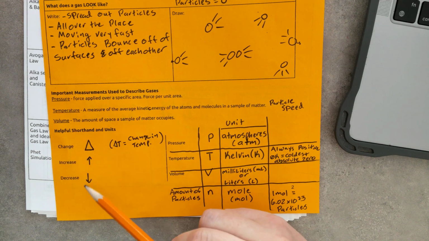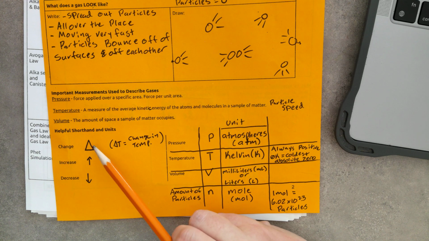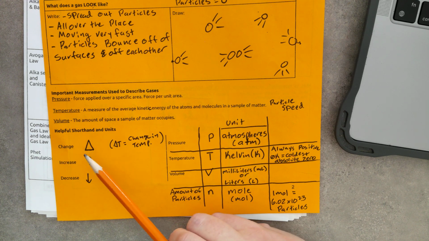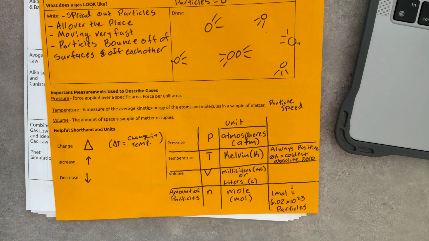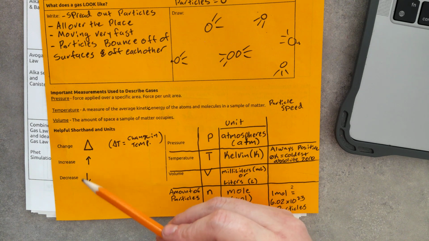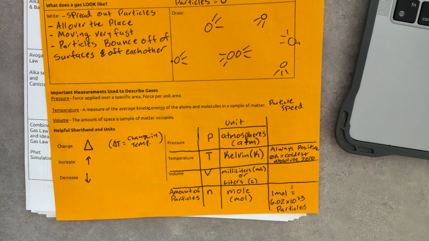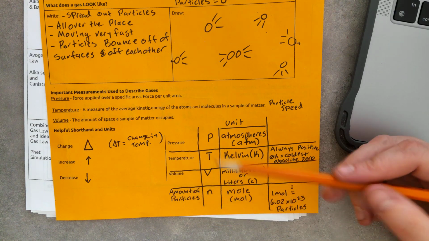Now we're going to use these little shorthands throughout the unit. If something is changing, we put a delta symbol, which just looks like a triangle. So for example, delta T would be change in temperature. If something increases, we're going to use a little up arrow, and if something decreases, we're going to use a little down arrow. Now I added something at the bottom, so make sure you add this.